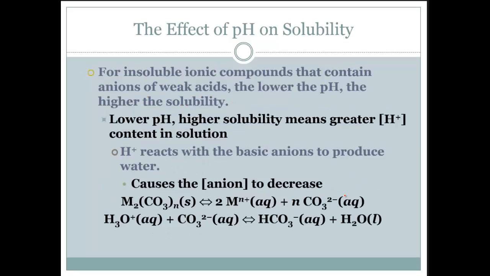For insoluble ionic compounds that contain anions of weak acids, the lower the pH, the higher the solubility. The lower pH means greater hydrogen content in the solution. The hydrogen reacts with the basic anions to produce water, causing the anion concentration to decrease. So the hydrogen starts reacting with the anions here, as you can see right here.